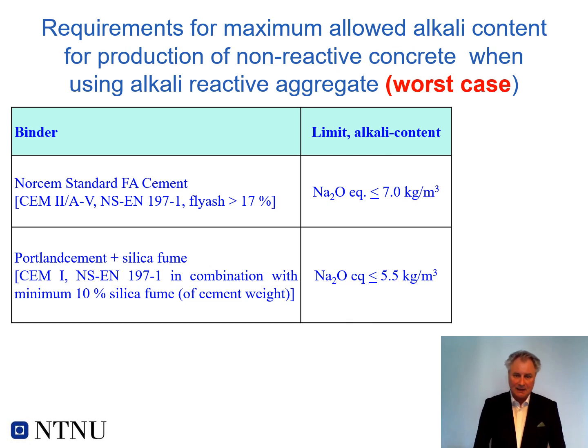How to calculate the alkalis in the concrete is described in detail in this publication, but you're taking the alkali percentage in your cement and multiplying with the kilos used in your concrete, and you'll get this number, kilos per cubic meter of concrete.